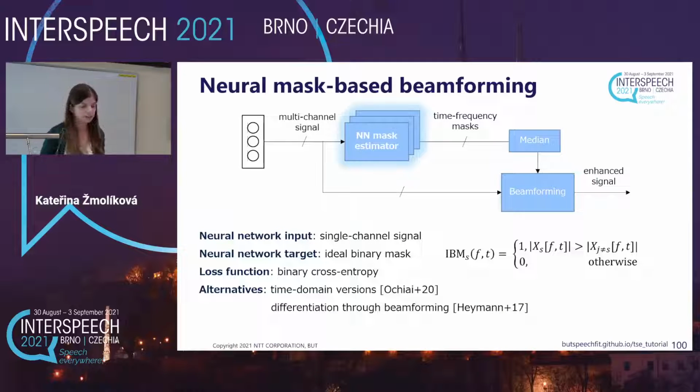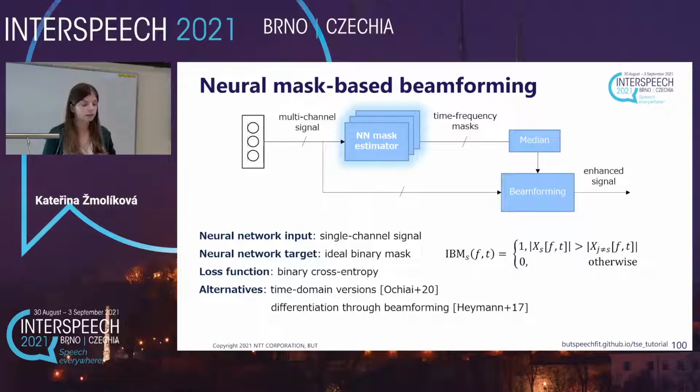The neural network itself, as I already mentioned, has a single channel only on the input, so it processes each channel independently. And as a target for training this neural network, we can use, for example, ideal binary masks, which simply have, in each time frequency point, either 1 when the target speaker is dominant in that time frequency point, or 0 in other cases when the target speaker is not dominant. For the loss function, we can use binary cross entropy between the estimated mask and the ideal binary mask.